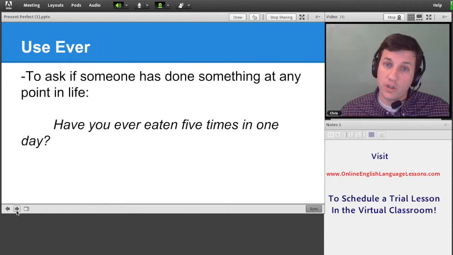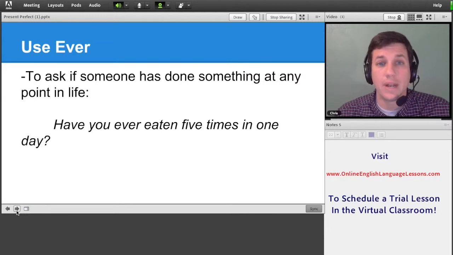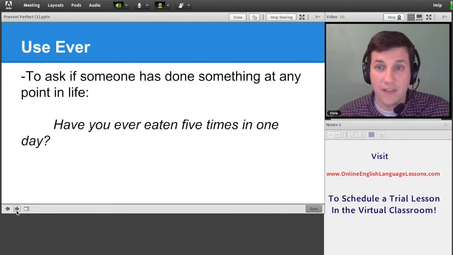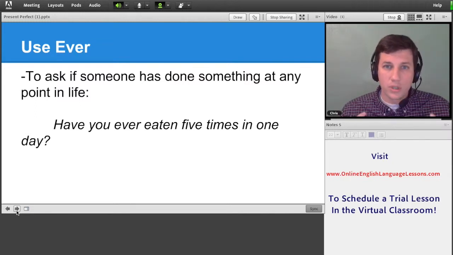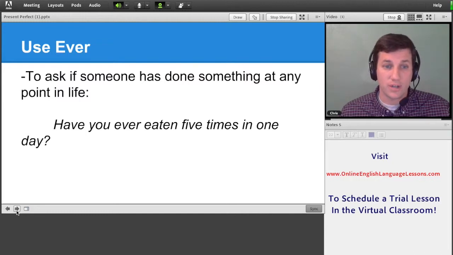Finally, before we show our chart comparing the 2 tenses, I want to talk for a moment about the word ever. Ever is something that we use when we want to ask if someone has done something at any point in their life. Have you ever eaten 5 times in one day? Yes, I have. Because we're having this conversation now and it has this connection to the past, we're using the present perfect to show that connection.